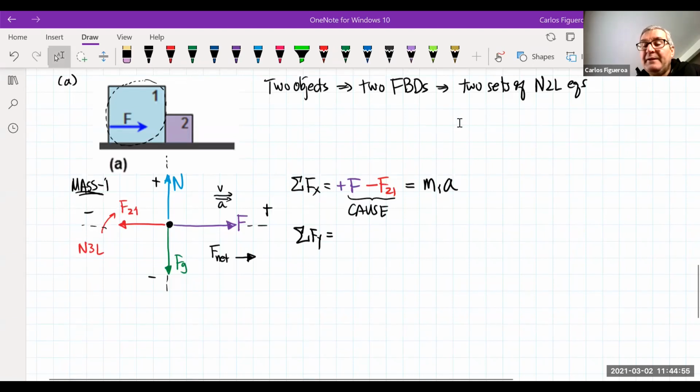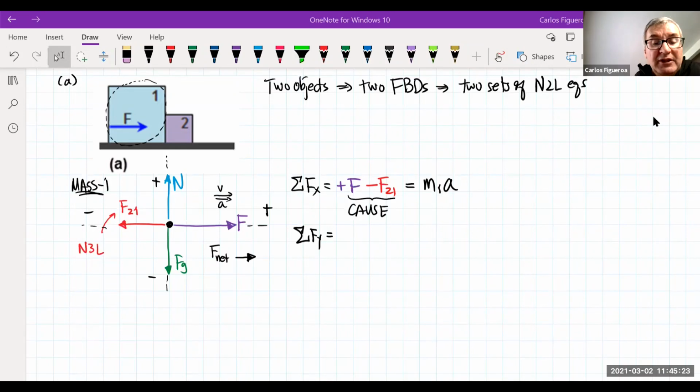Okay? So the question is, shouldn't the horizontal forces be equal according to Newton's third law? No, not at all. Only the interacting forces, the force between 1 and 2, should be the same, not the purple force. The purple force is outside block 1. And I'll explain that in a minute.